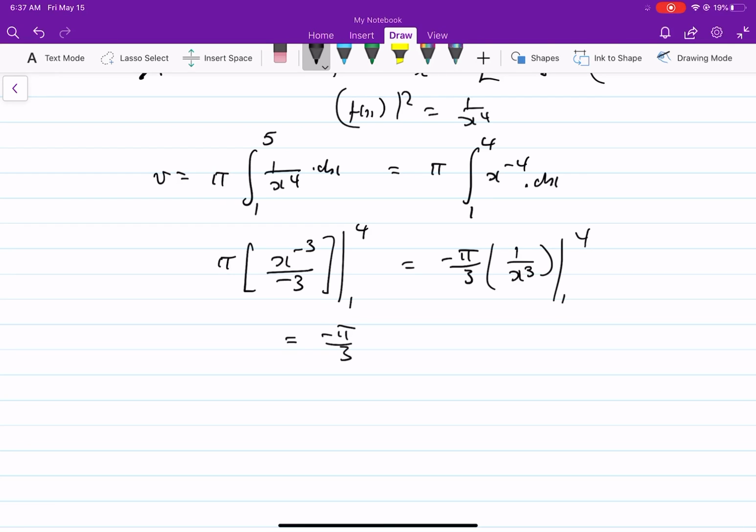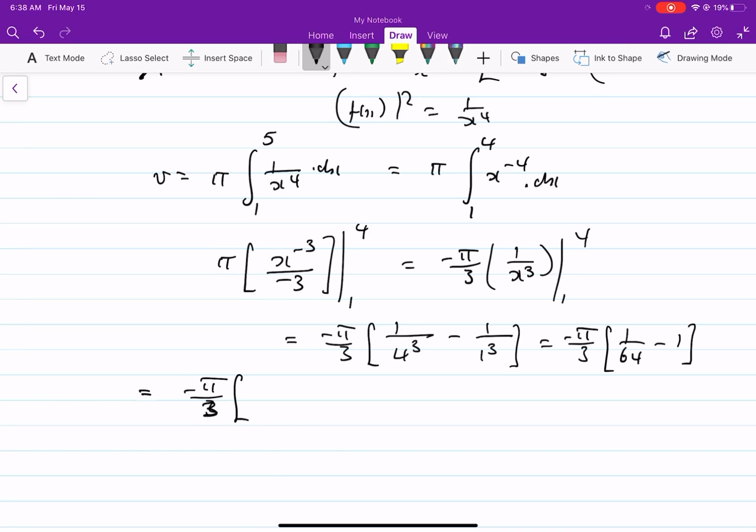This gives me minus pi upon 3 into 1 upon 4 cubed minus 1 upon 1 cubed. 1 upon 4 cubed is 1 upon 64. So minus pi upon 3 into 1 upon 64 minus 1. This is equal to minus pi upon 3 into, 1 is 64 upon 64. So 1 upon 64 minus 64 upon 64 is minus 63 upon 64, I think. Minus 63 upon 64. The minuses will go. 3 into 63, I think that's 21. So this gives me 21 pi upon 64.